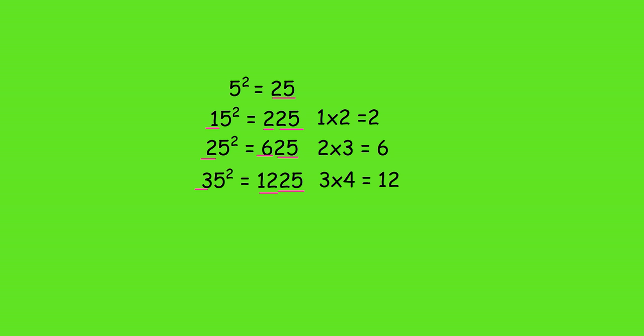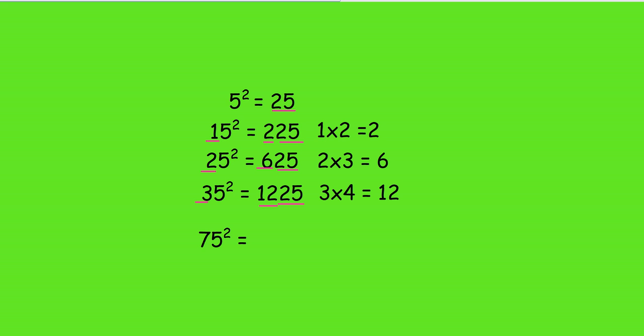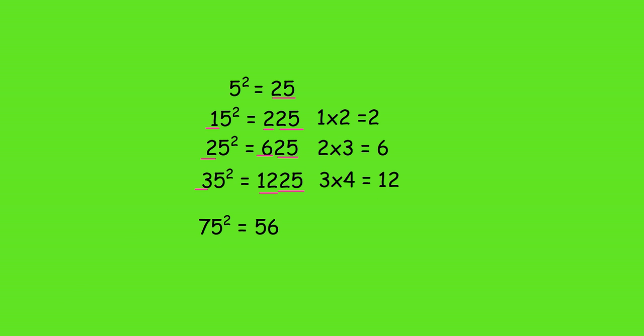If it is so, what is 75 square? You just multiply 7 and 8. You get 7 8s are 56. Then add 25 to it. You get 5625. In this way you can find out the square of a number ending with 5.